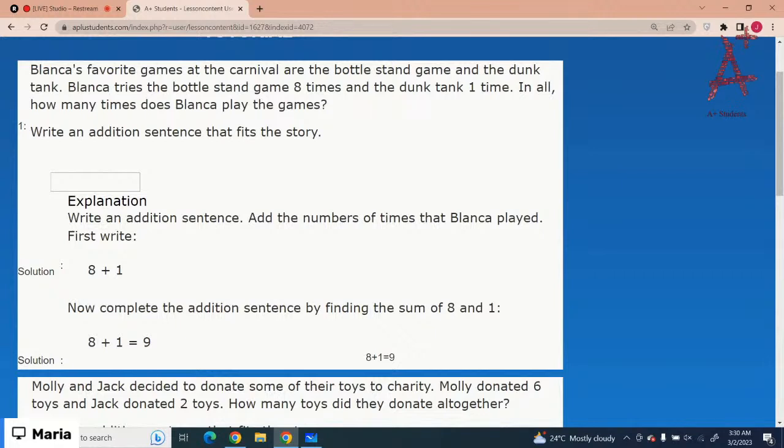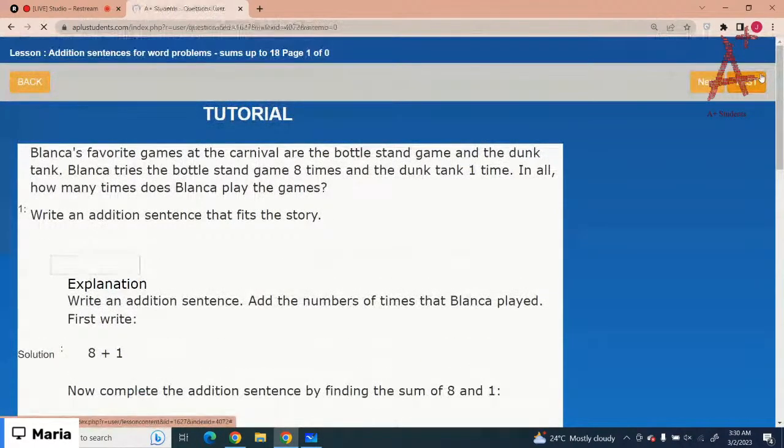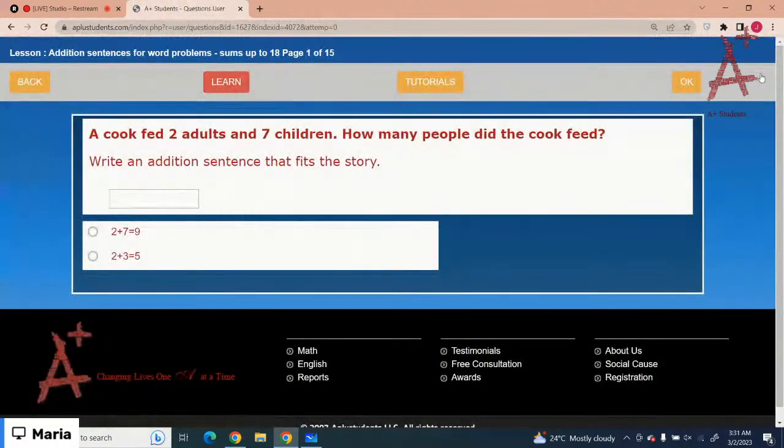Let's just start with the test questions. A cook fed 2 adults and 7 children. How many people did the cook feed? Write an addition sentence that fits the story. So you are given the options here. Using the options, doing these questions is very easy.